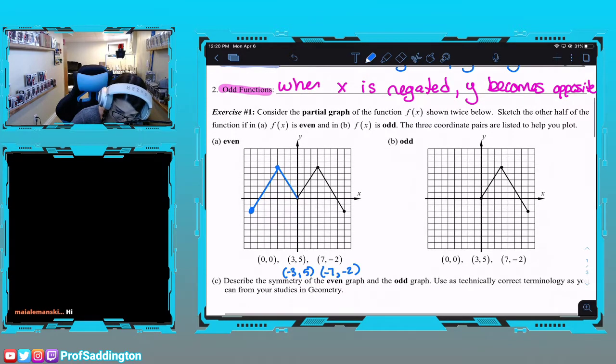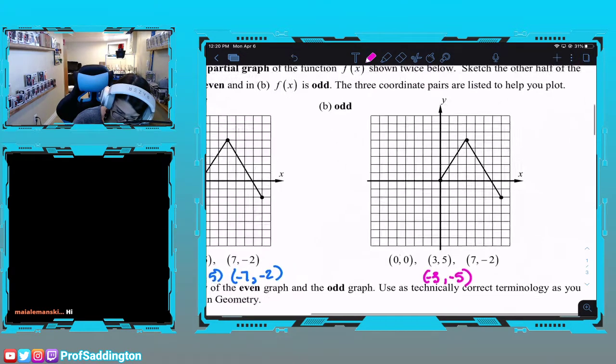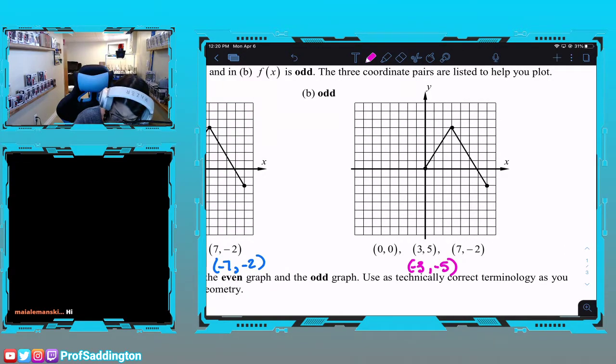For an odd function, it gave us some points. And it says when x is negated, y becomes opposite. So 0, 0, that's not going to change. But 3, 5 is. That's going to really become the point negative 3, negative 5. So negative 3, let me zoom in a little bit here so I can count better. 1, 2, 3, 1, 2, 3, 4, 5.